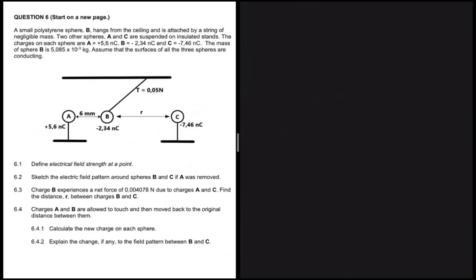Define electric field strength at a point. This definition is actually different from electric field. So what does electric field strength at a point say? It says that the electric field at a point is the electrostatic force experienced per unit positive charge placed at that point. That is electric field strength at a point. Totally different from just electric field. That is the answer to 6.1.